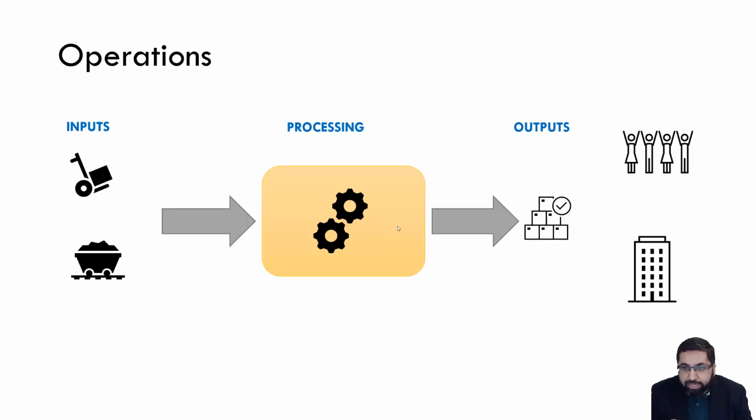Let's look at an example. This example will help us understand some issues that are important in operations management. So we have a box in the middle representing some process. This process takes some inputs, raw materials, components, and produces some outputs. Those outputs may go to people or they may go to another organization.